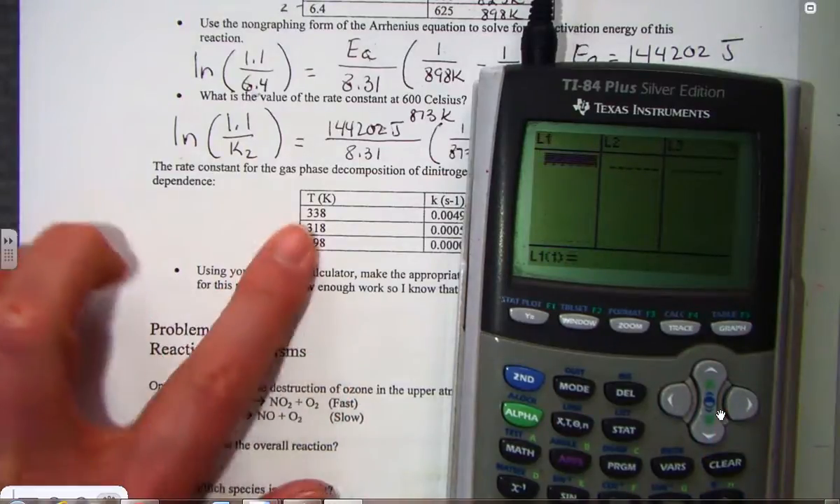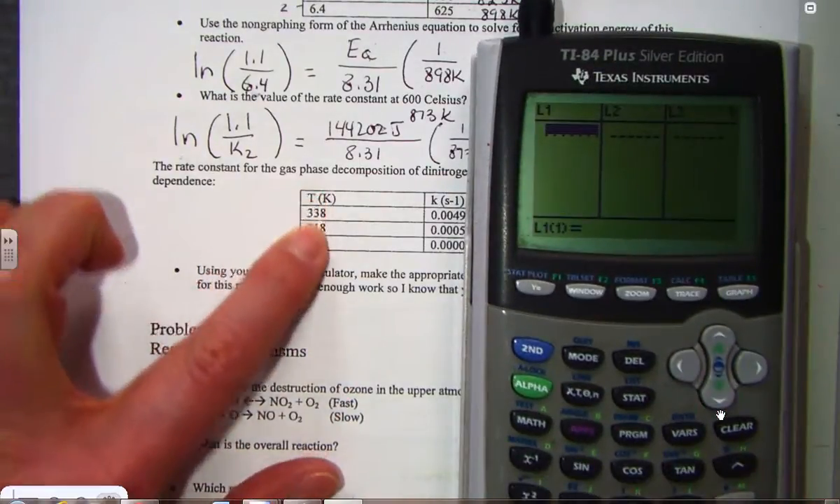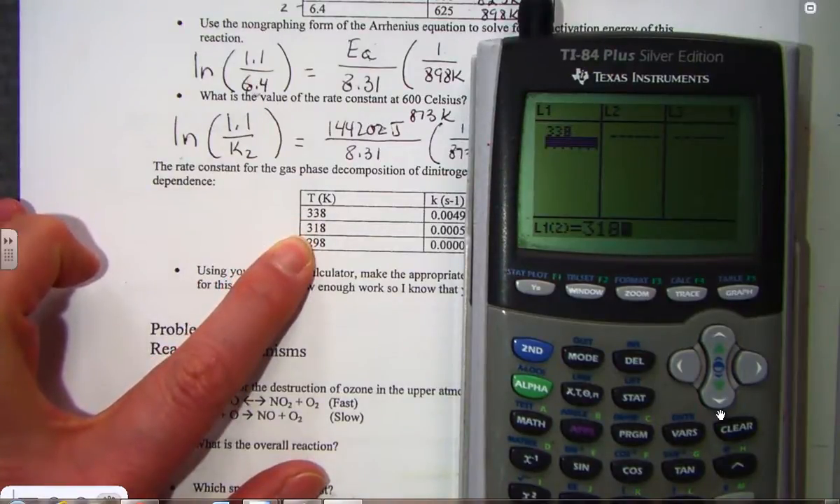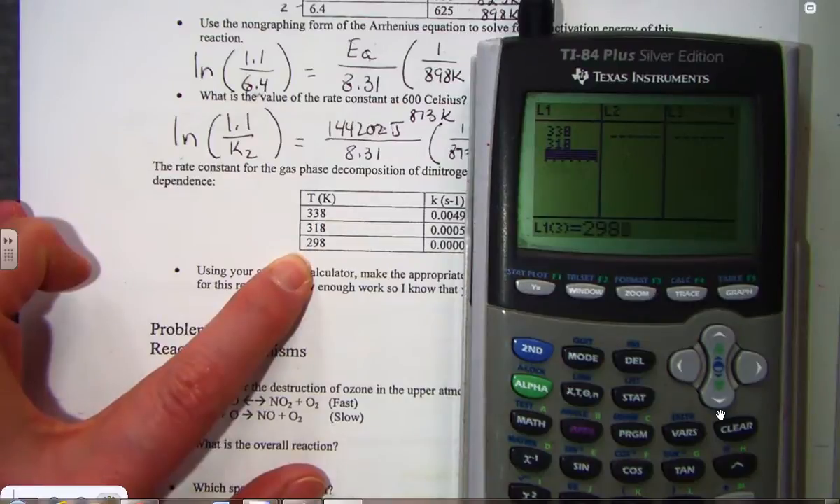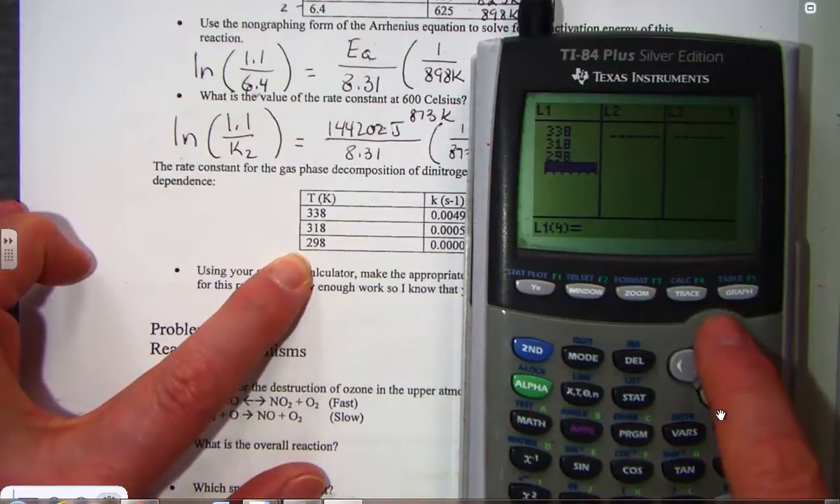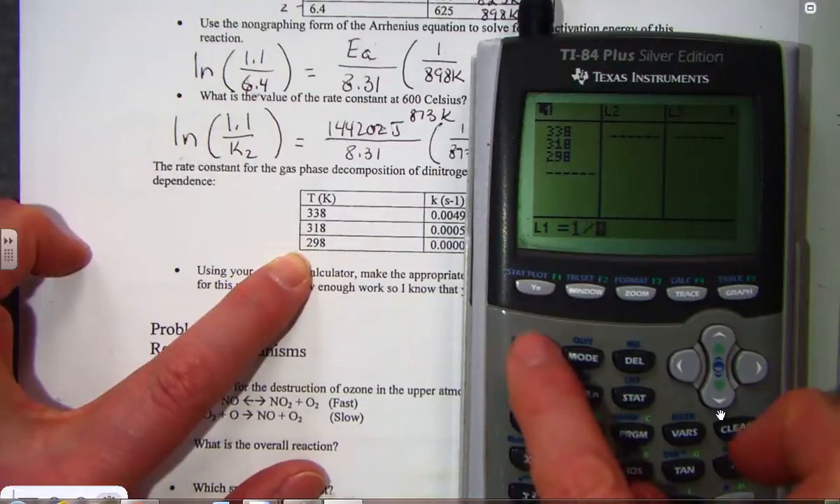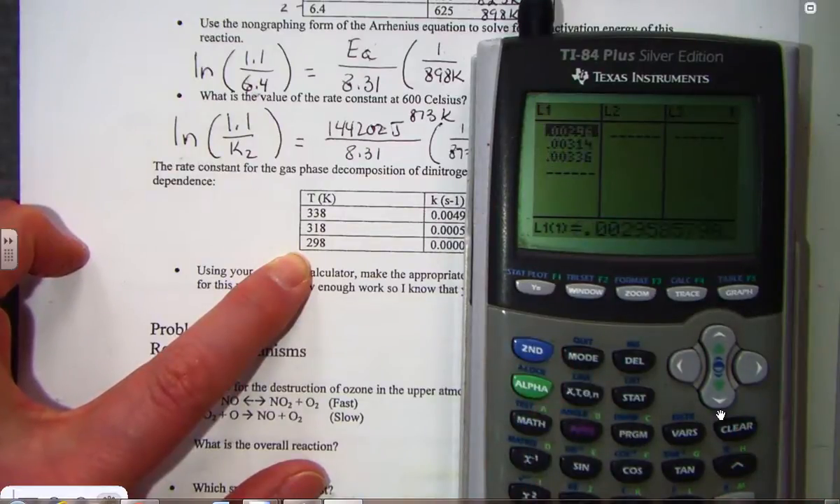There I go. So into the x-axis, these are already in Kelvin, so that's nice. 338, 318, 298. I need those to be reciprocals, so on to list 1. I'm just going to go 1 divided by list 1, and I've converted those to reciprocals.